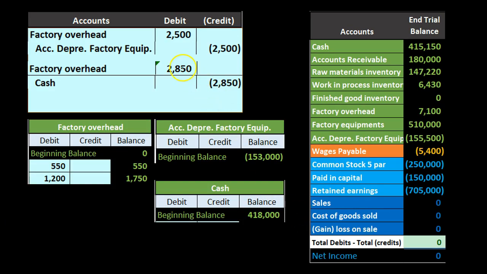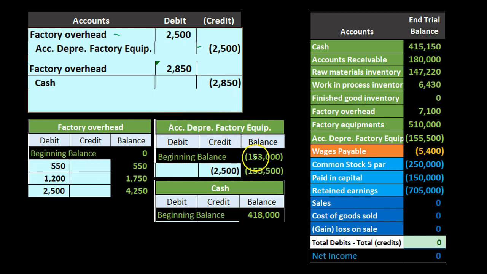So if we look at these journal entries, then we're going to debit factory overhead. Here's factory overhead. It was at 1,750. We're going to increase it by 2,500 to 4,250. We're going to credit accumulated depreciation, which was at 1,053, crediting it, making the contra asset account, the credit balance account, go up by 2,500 to 1,055,500. That's what's on the trial balance.